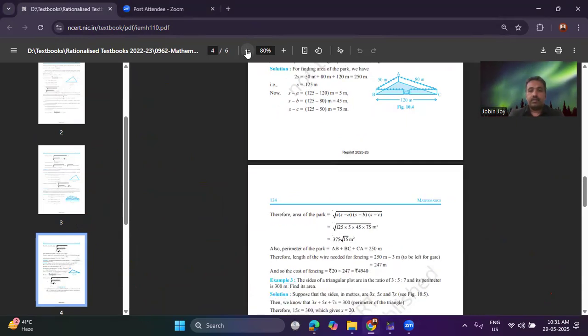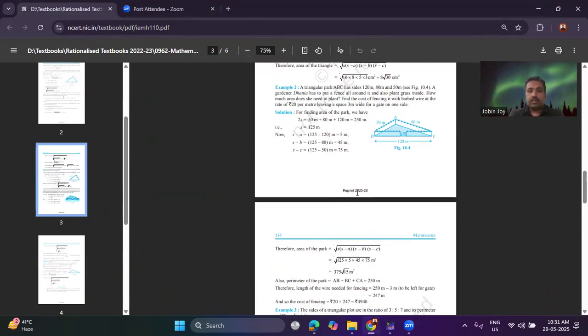Okay, so next is an advanced problem. A triangular park ABC has sides 120 meter. So one side is 120 meter, the second side is 80 meter, and the third side is 50 meter.